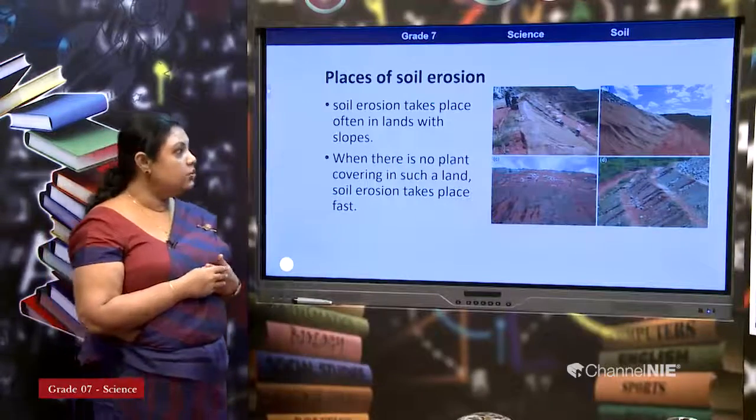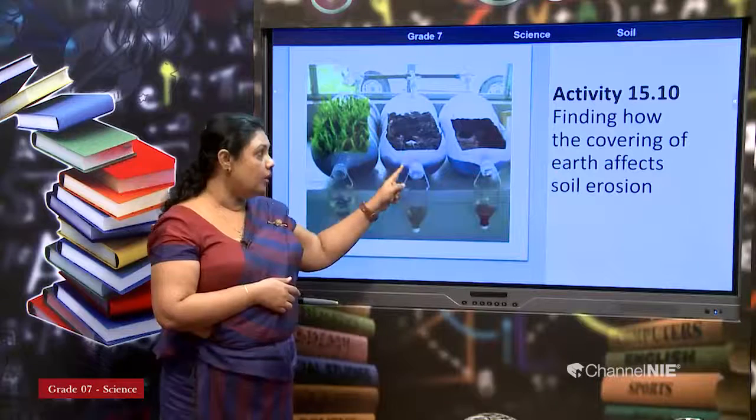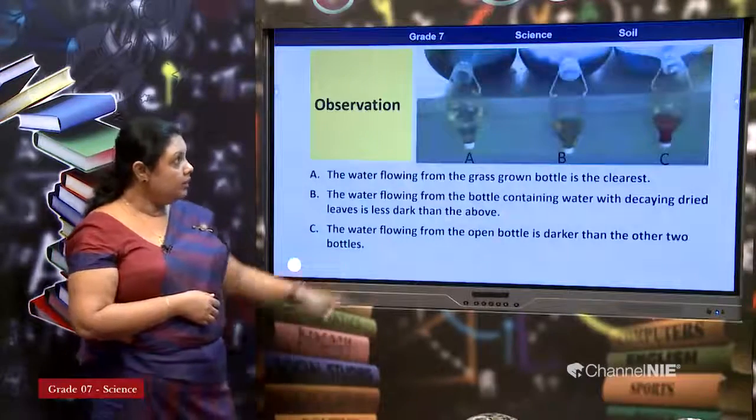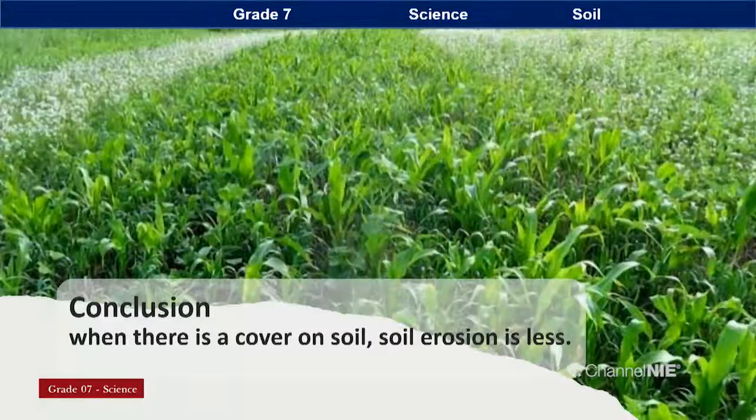There are some places where you can see how it is eroded. You may have seen this type of erosion on TV. You can see this setup, one is covered with grass or plants, the others are not. When water is there and plants are there, you can get clear water. If plants are not there, you can see parts of soil will come down. That shows how erosion happens. Look at the colors here. With the plants it is very clear, the others are brown in color. So if plants are there, soil does not get eroded.